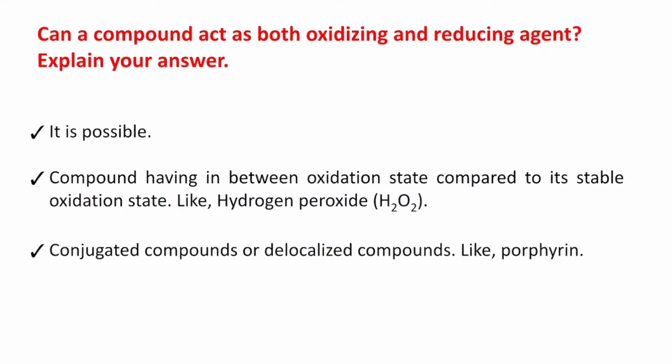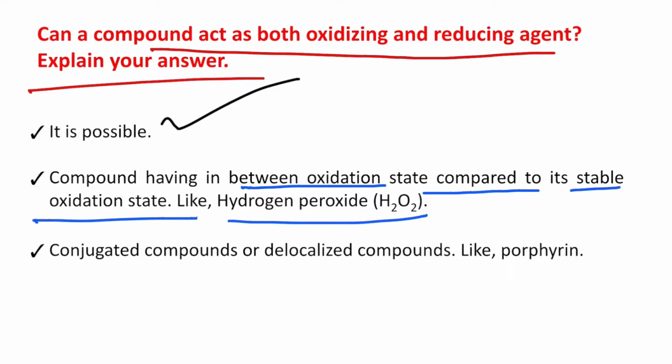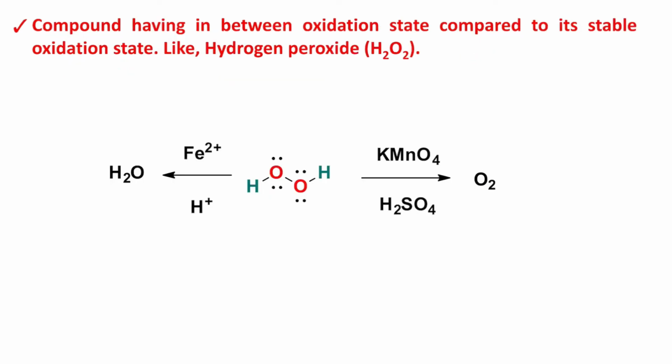Let's understand what an example of you is. Can a compound act as both an oxidizing and reducing agent? It is actually possible, for a compound having an in-between oxidation state compared to its stable oxidation state, like hydrogen peroxide, or conjugated or delocalized compounds like porphyrin. Let's come to the first example, hydrogen peroxide. The oxidation state of oxygen in hydrogen peroxide is -1. Because, as I told, the same-atom bond doesn't contribute. Why -1? Because it's attached to one hydrogen, which is +1.